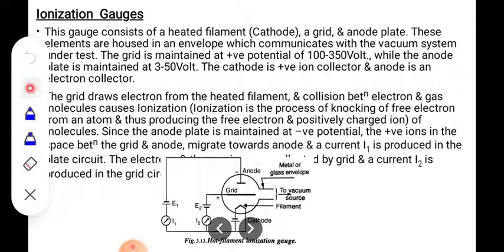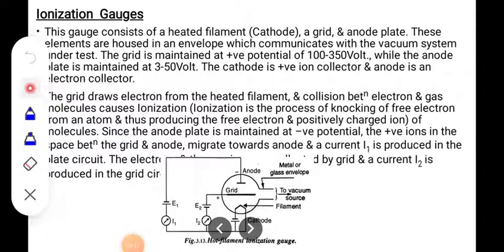So the grid draws electrons. When we supply the electric current to the grid, the grid temperature increases because of the flow of current through the metal piece, because of its resistance. After the red hot condition is achieved, it will emit electrons. Those electrons are emitted by the cathode, because the cathode is maintained at a positive potential.